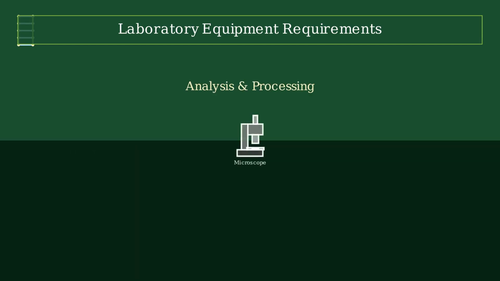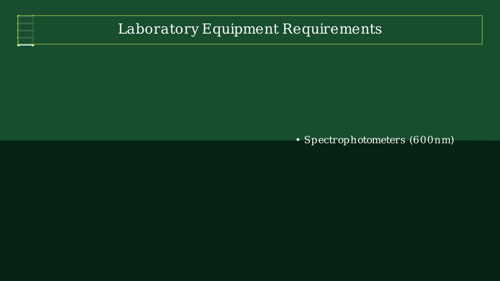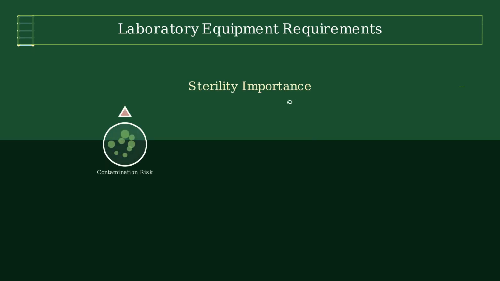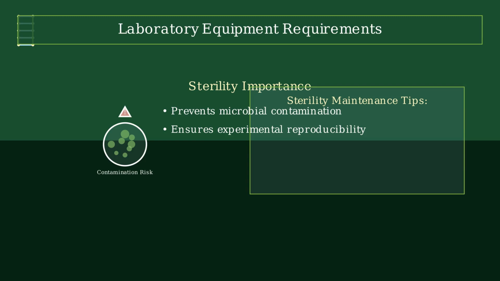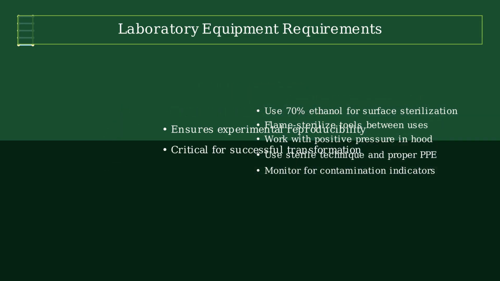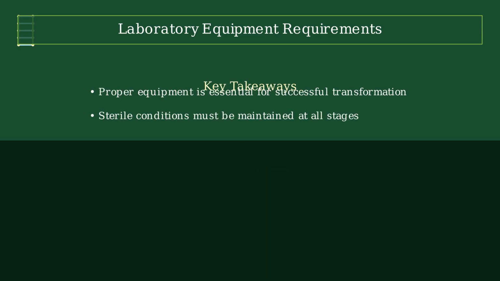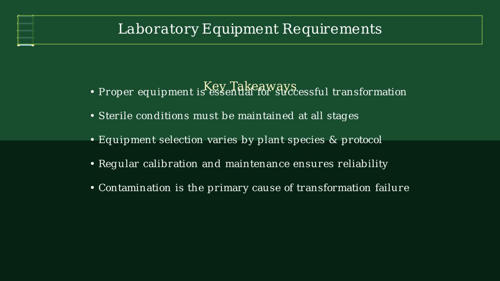Equipment like centrifuges for bacterial culture preparation and microscopes for examining transformed tissues are essential for monitoring and analyzing the transformation process. Contamination is the primary cause of failed transformations. Even minor lapses in sterility can introduce microorganisms that compete with Agrobacterium or cause tissue damage, requiring strict adherence to aseptic techniques. To summarize, proper equipment and maintaining sterile conditions are critical for successful Agrobacterium-mediated transformation.